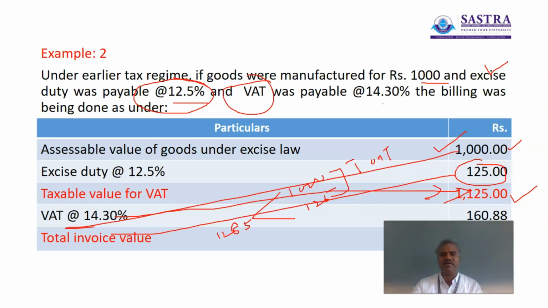But now it is completely eroded, my dear. Completely eroded. You need not pay excise duty and VAT separately. Directly you pay GST for 1,000 rupees. Okay.